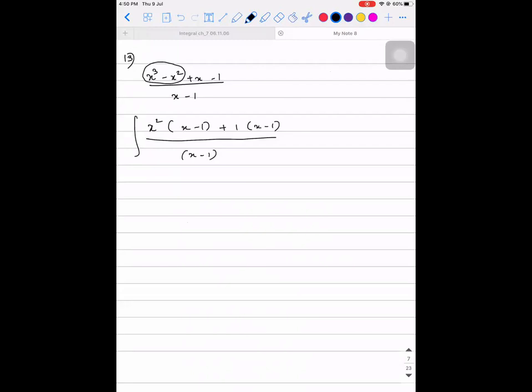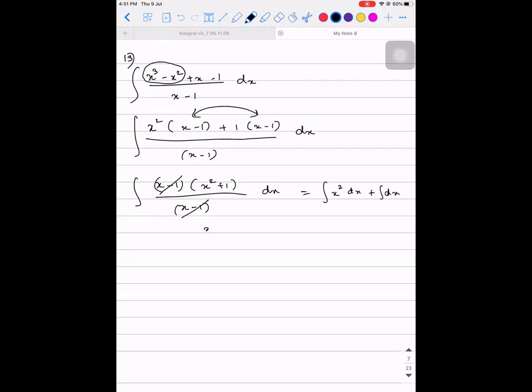I need to find the integral of this. So that's what the question is, integral with respect to x. So it is like factorizing two terms. I can take x minus 1 outside into x square plus 1 divided by x minus 1 into dx. So x minus 1 will get cancelled. So the answer will be x cube by 3 plus x plus c.